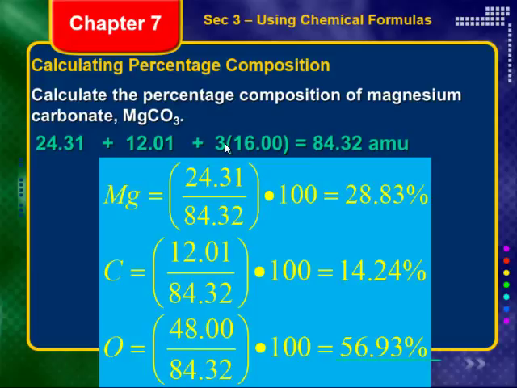Now, lastly, I want to be able to double check that I'm correct here. And so I'm simply going to take all of the percentages, whether there's 2 percentages, 3 percentages, 4 percentages, right, depending on how many elements are in that molecule. And I'm just going to add them up. And they should equal 100.